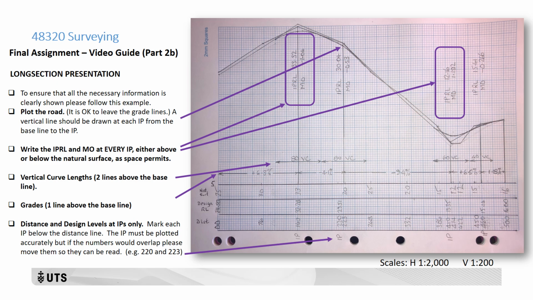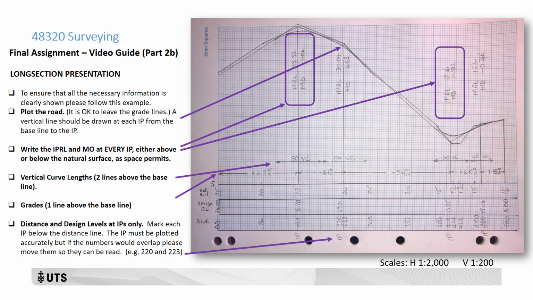You need to nominate the vertical curve lengths. You can see this has been written, that the dimension arrows go 2 lines above your baseline. Put dimension arrows and the length of the curve should be written in. So you can see they're 80 VC, 80 VC, 60 VC, 40 VC.